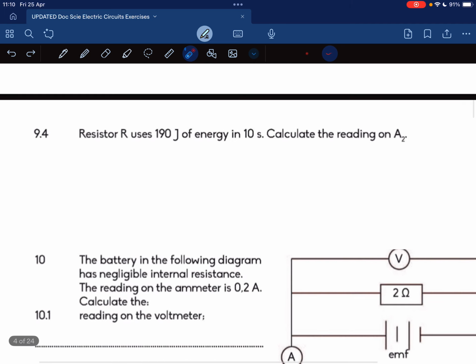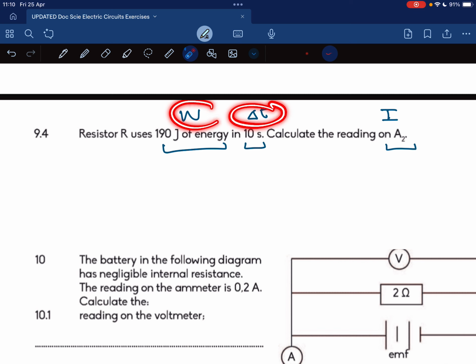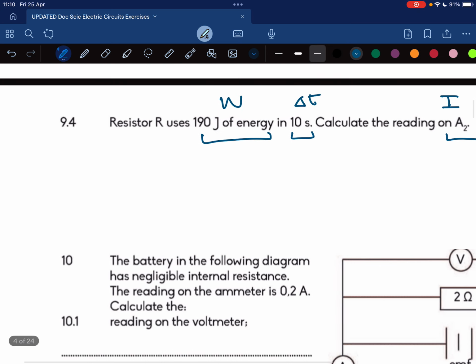So I have energy, which is W. I have time, which is delta T, and they want the reading on A2, which is current. Notice that current and time are in one formula, but work is in the other formula. So let's have a look and see.